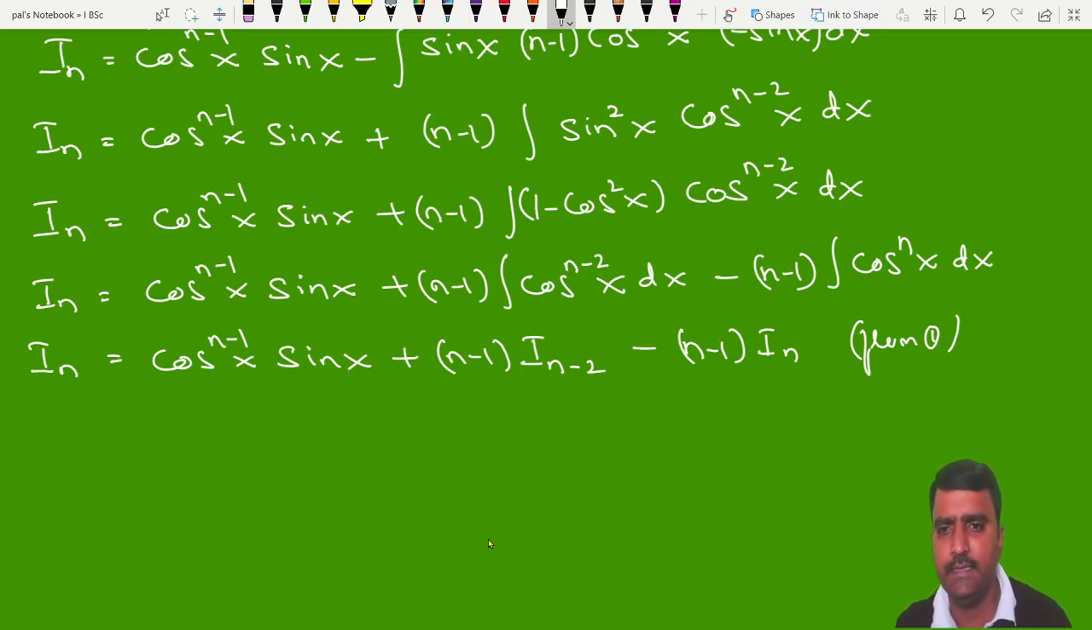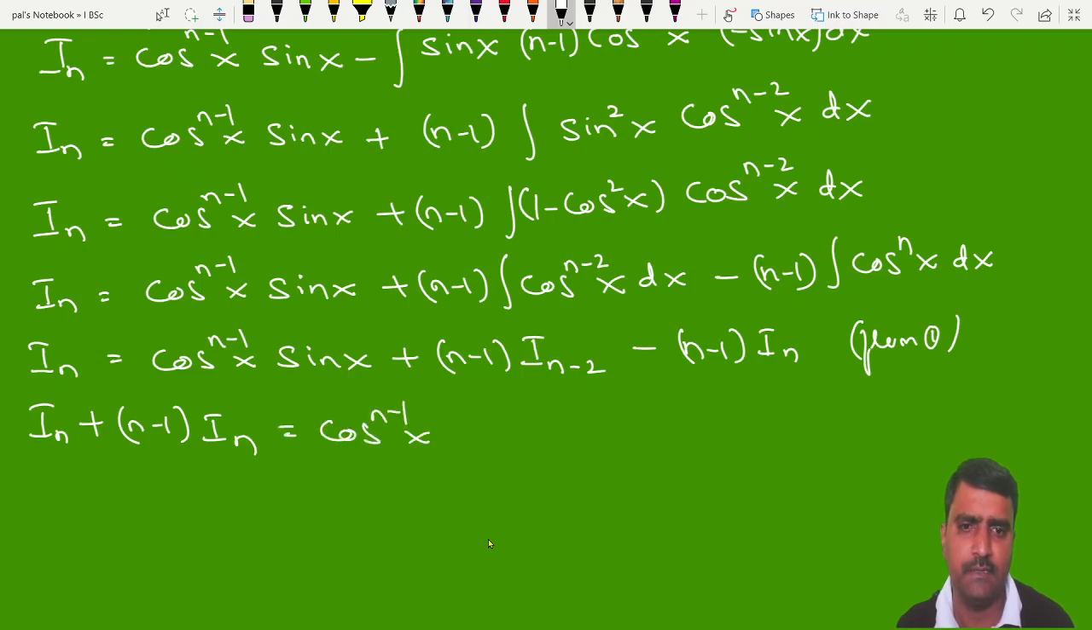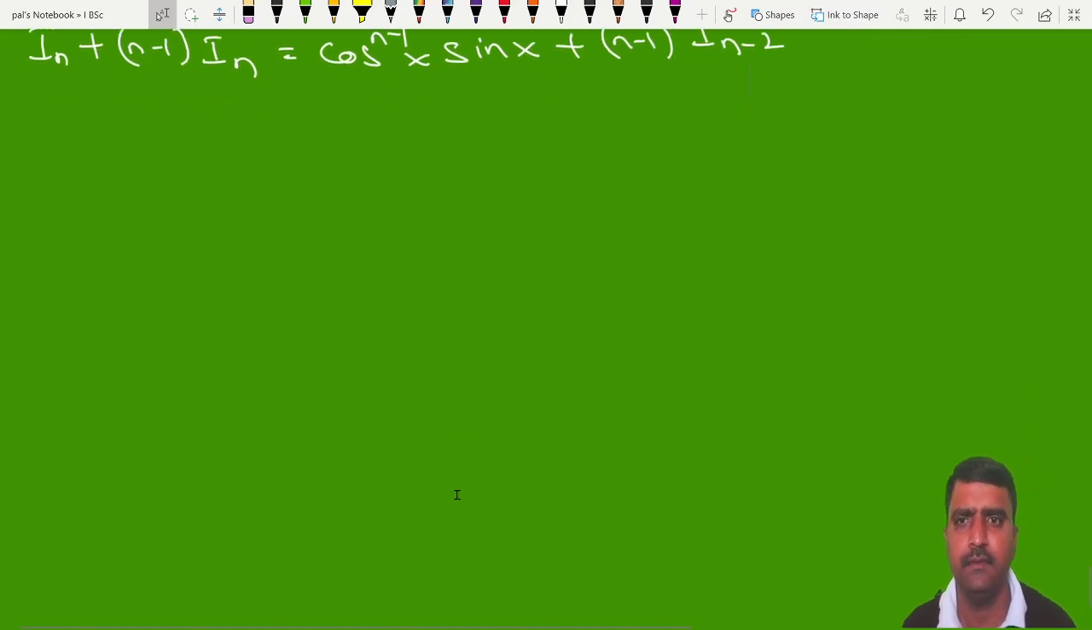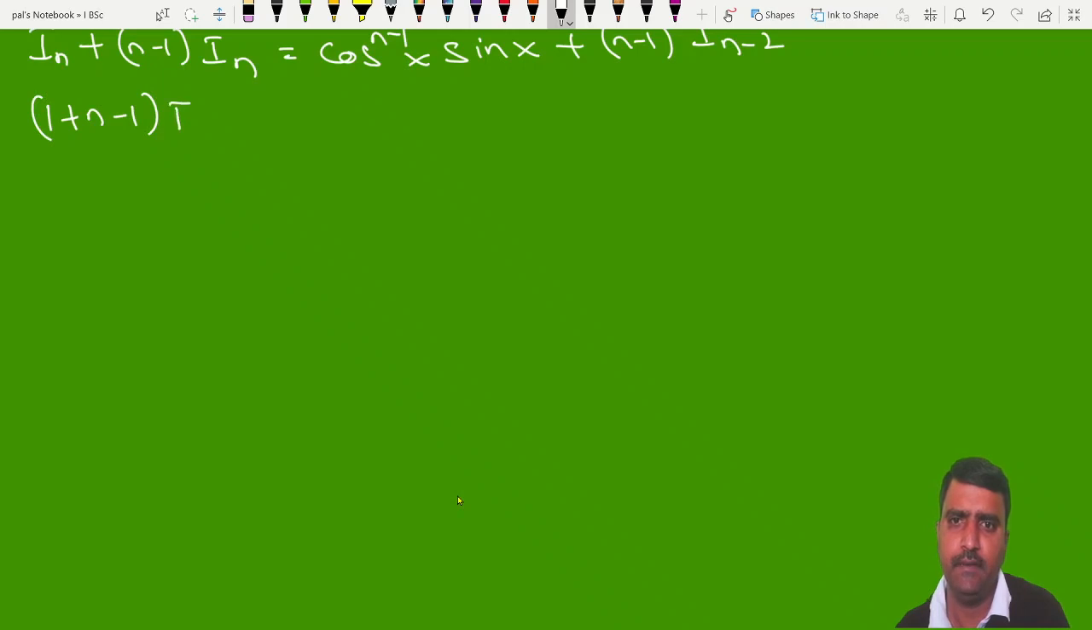So now it is In is equal to In, and you take this term to the left-hand side, then it becomes plus. Minus becomes plus (n minus 1) into In is equal to cos to the power n minus 1 x into sin x plus (n minus 1) into I n minus 2. Again, you take In as a common factor here, so then it is 1 plus (n minus 1) into In.